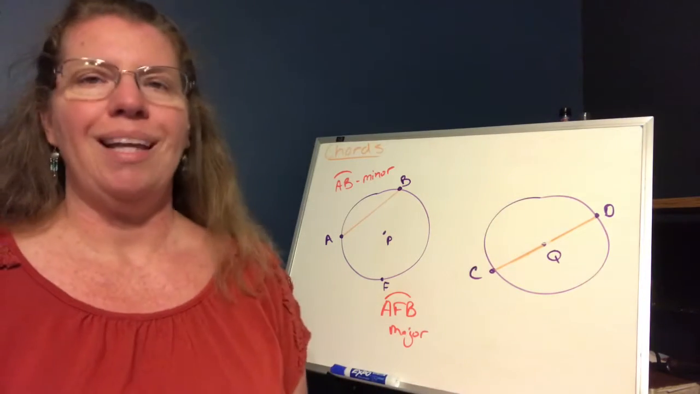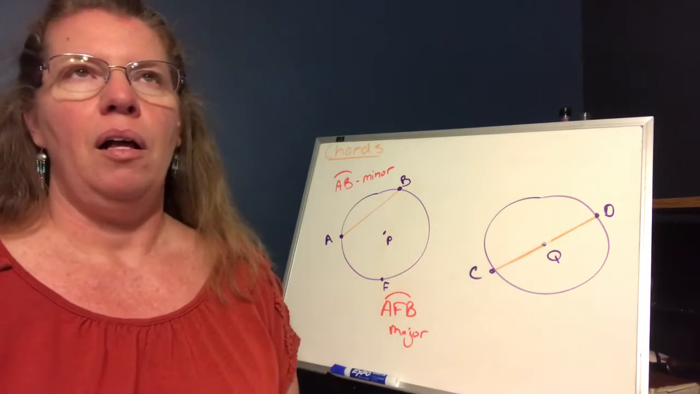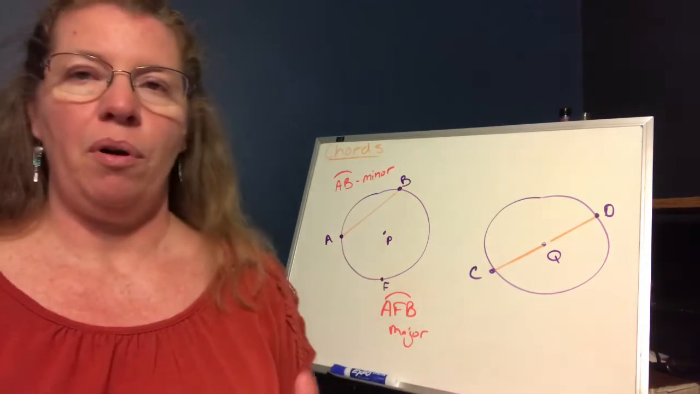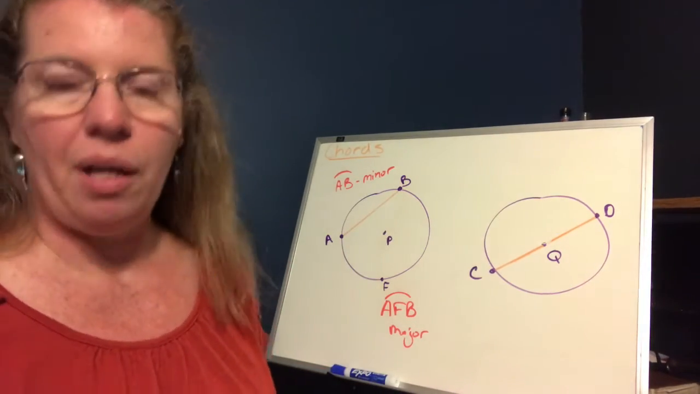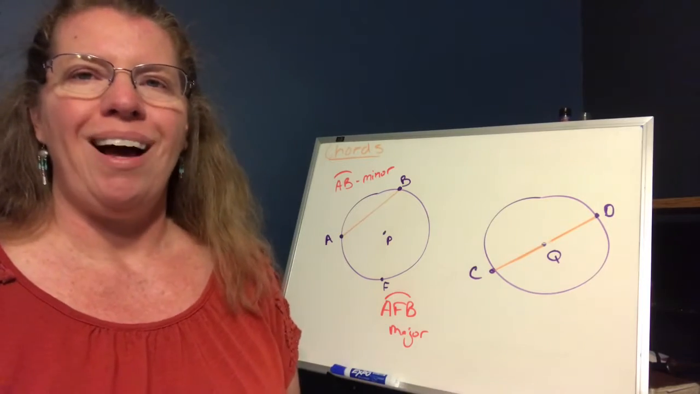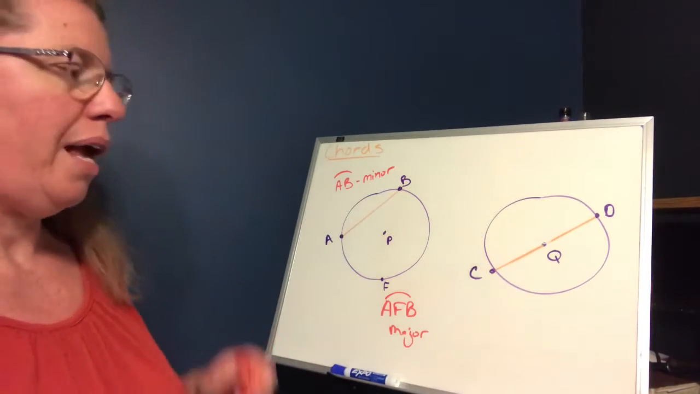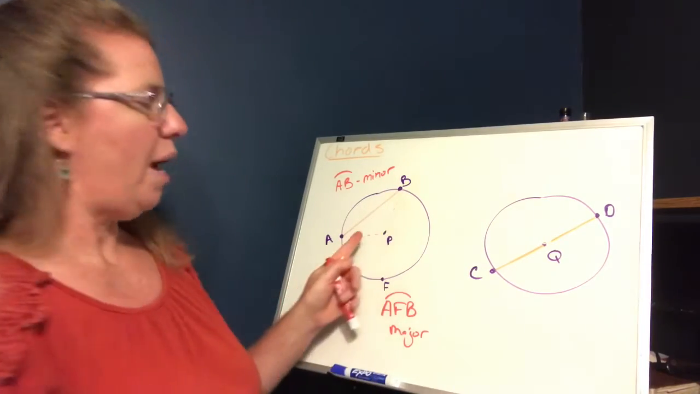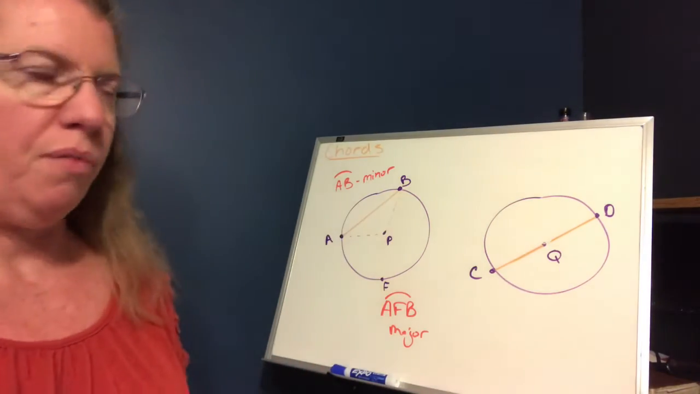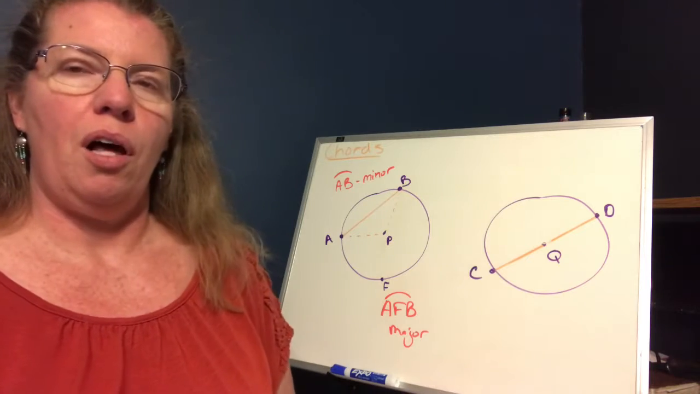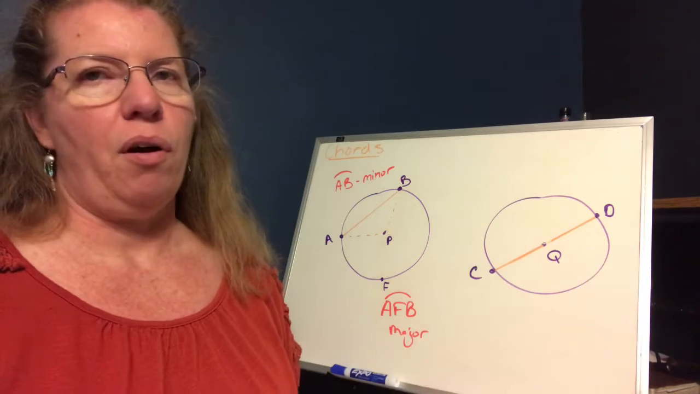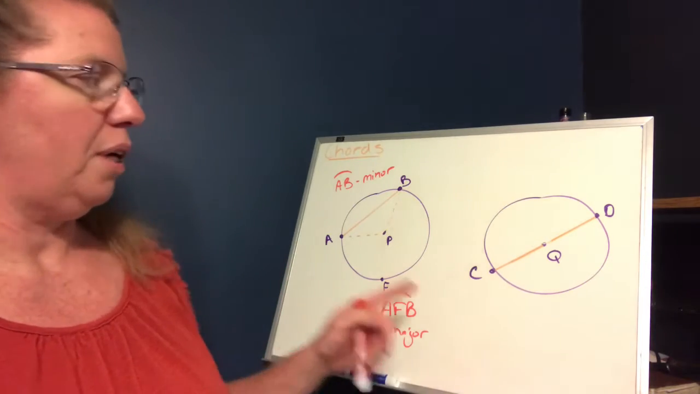Okay, now if you look at that, we can't tell the measure of the arc by our chord, because remember, our arc was created by the central angle that would make it. So we would have to know the angle to get the measure of the arc. But we are going to look at some relationships between the chord and the arc that it creates. Okay, we'll look at that in a minute.